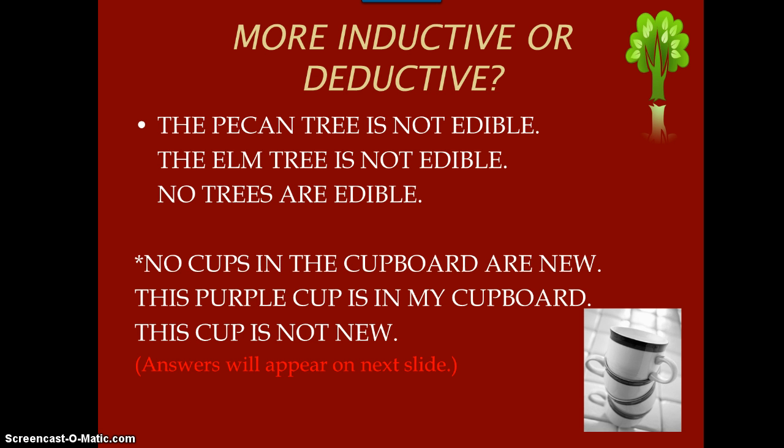Let's determine if these are deductive or inductive. The pecan tree is not edible. The elm tree is not edible. No trees are edible. No cups in the cupboard are new. The purple cup is in my cupboard. This cup is not new.